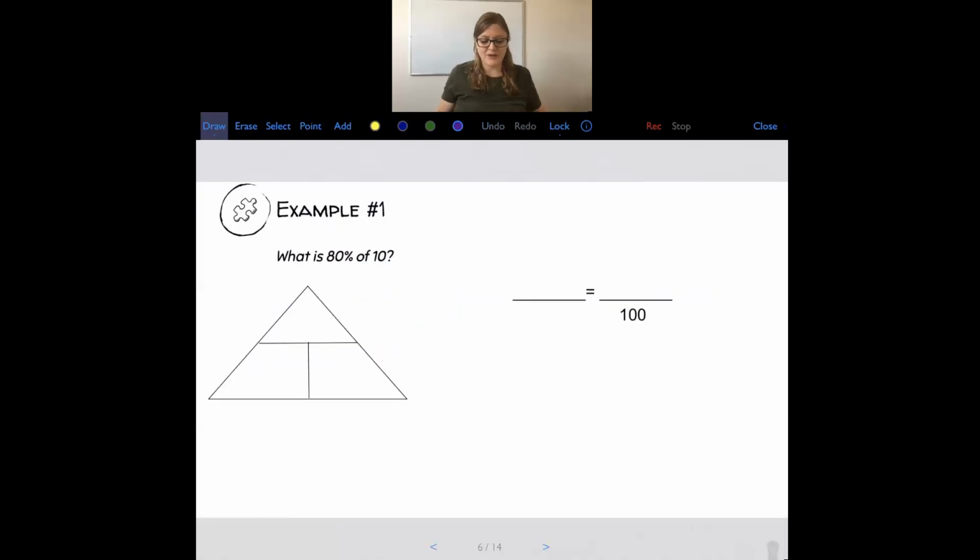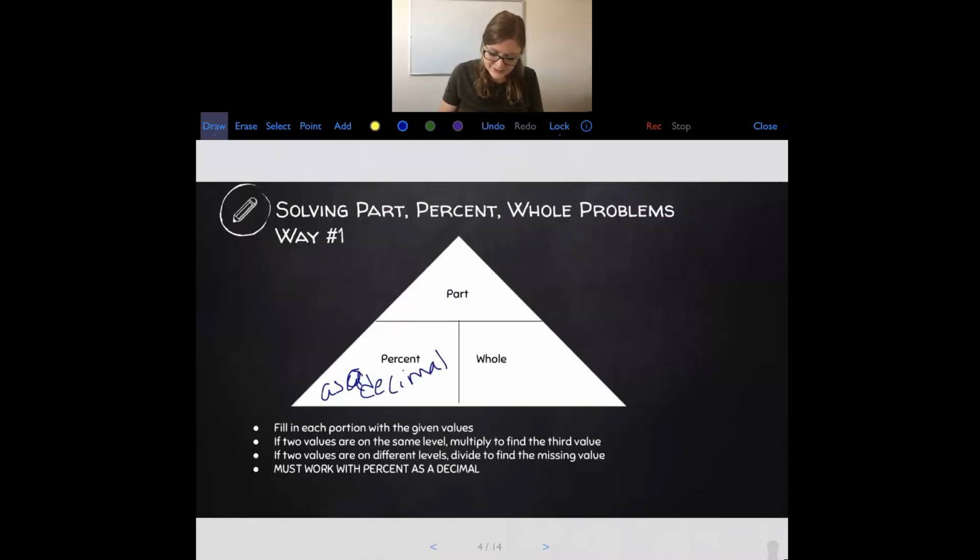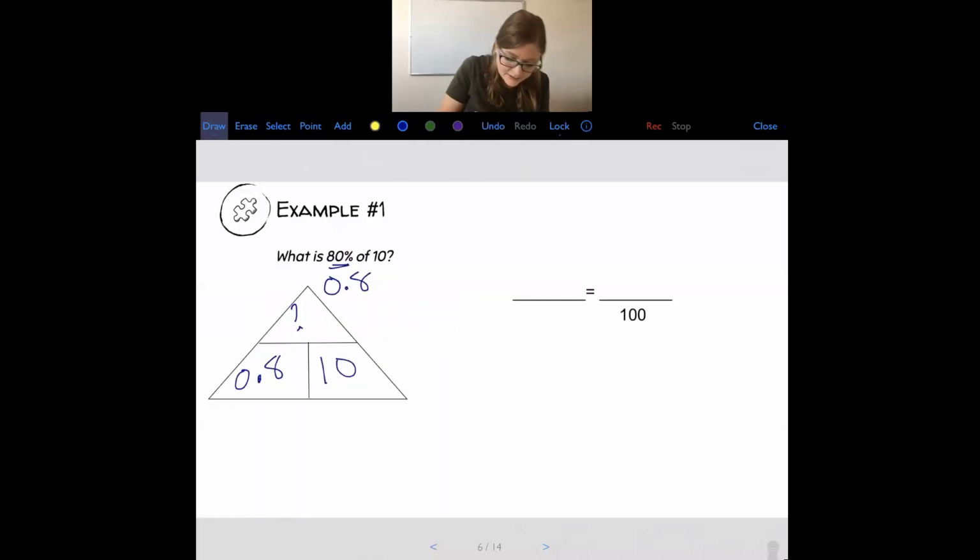So example number 1, what is 80% of 10? Okay, so in this case, the number with the percentage is our percent. So as a decimal, this is 0.8. So it would go in our percent part of the triangle. Of 10, so of denotes that we're talking about a whole. Okay, and then we're looking for the part. According to how this way works, if 2 values are on the same level, then we multiply to find the missing value. Okay, so we would take 0.8 times 10, and this would just give us 8.